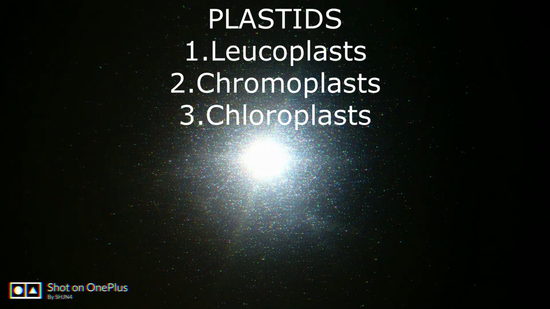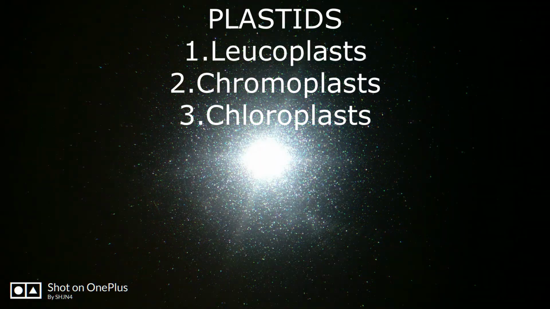Chromoplasts. These plastids are yellow, orange, or reddish in color because of the presence of carotenoid pigments. Chromoplasts are formed either from leucoplasts or chloroplasts. Change of color from green to reddish during ripening of tomato and chili is due to transformation of chloroplasts to chromoplasts. The orange color of carrot roots is due to chromoplasts.